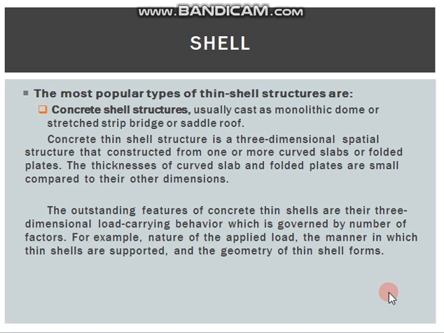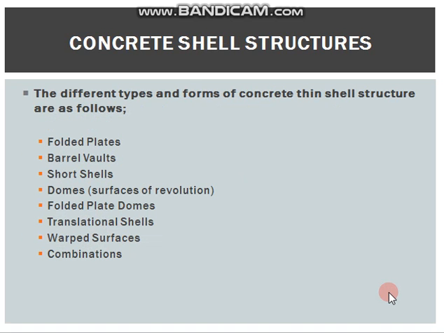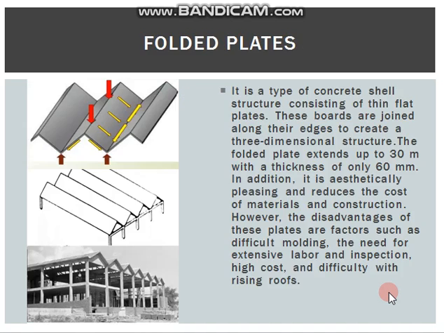of thin shell forms. The different types and forms of concrete shell structure are: folded plates, barrel vaults, short shells, domes, folded plate domes, and translational shells, warped surfaces, and combinations.